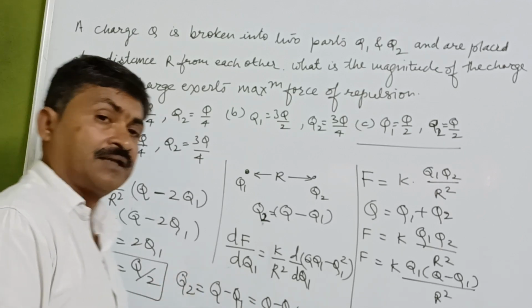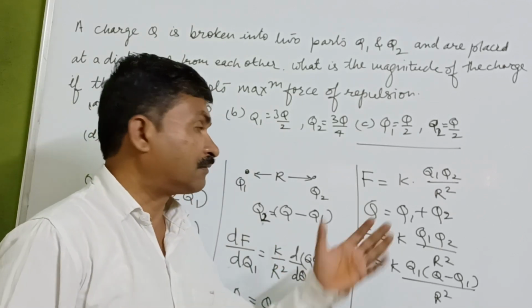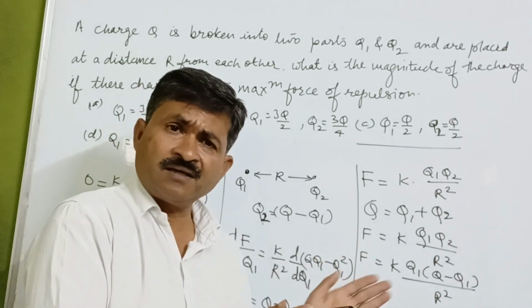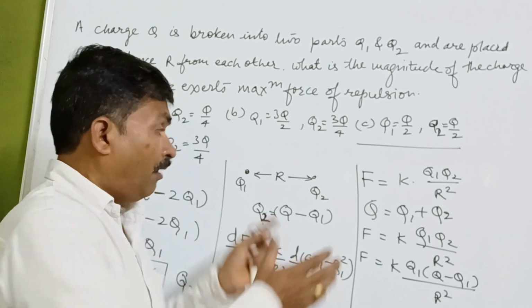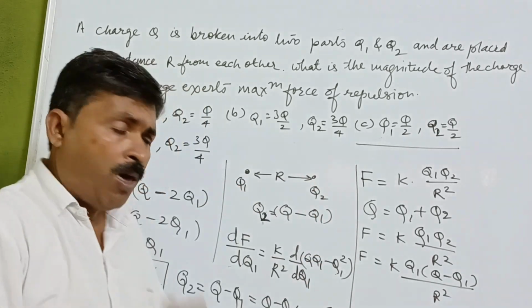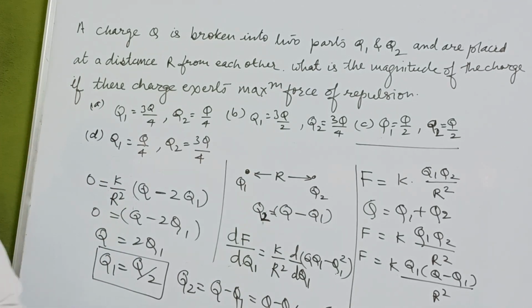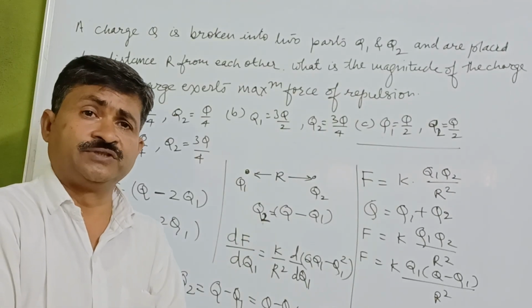So this way we can go through such MCQs. Here simply, if we go through another one, the distance may be changed or the magnitude may be reduced. So this way we can go with the numericals.